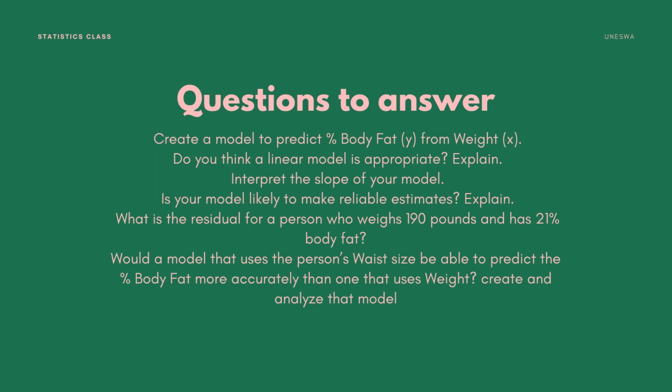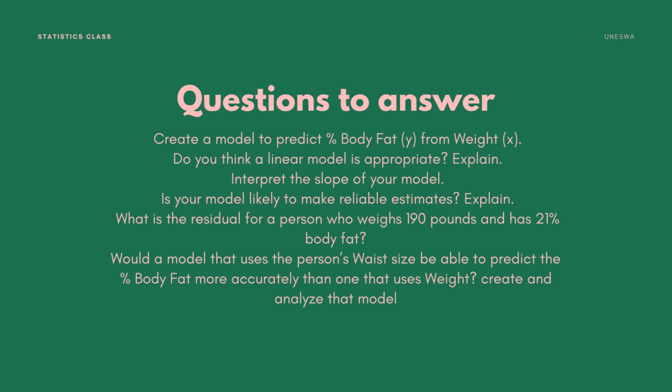Then, what value did you get for your slope, which is also known as your gradient? I think that is your beta 1. Yes. What value did you get for your beta 1? And if you are to interpret that to a layman, what would you say? The next question: is your model likely to make reliable estimates? If it is, why? If it's not, also state the reason why. Then, what is the residual for a person who weighs 190 pounds and has 21% body fat?